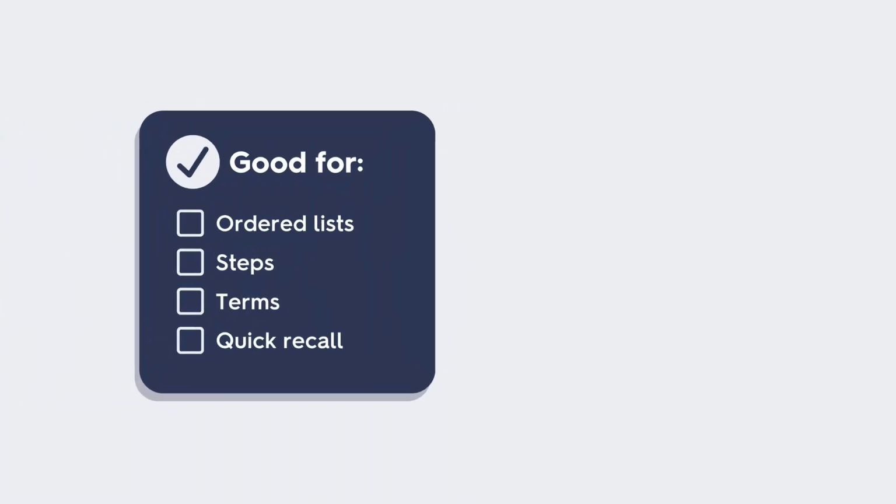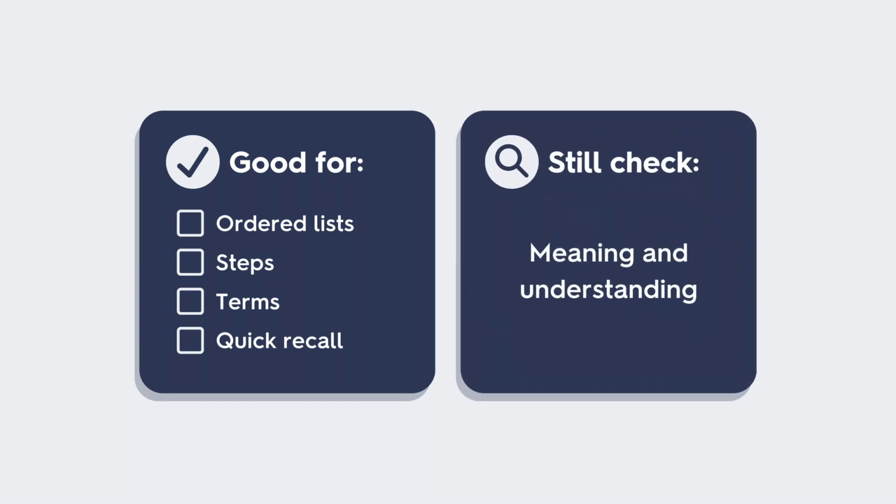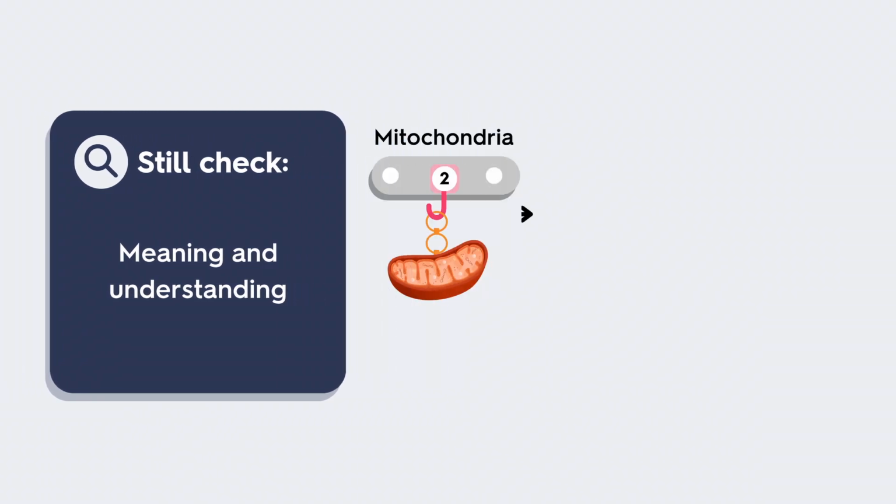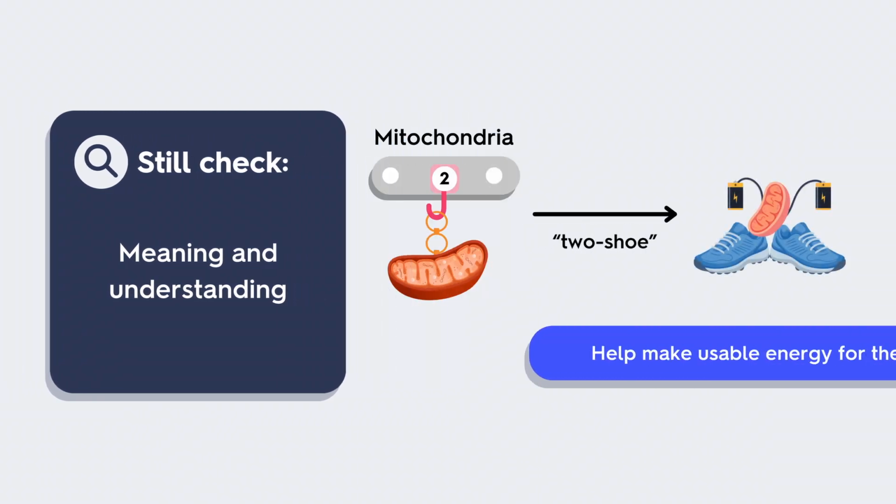One more tip. The PEG system is strongest when order matters or when you need quick recall, but it does not replace understanding. After the PEG helps you remember a term, still check what the term means and how it fits the topic.